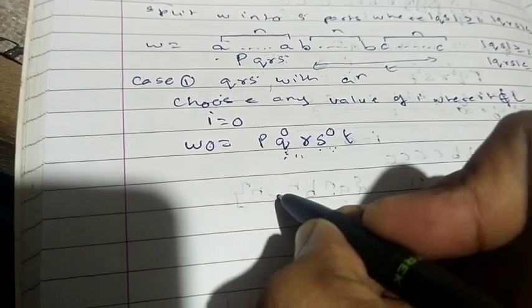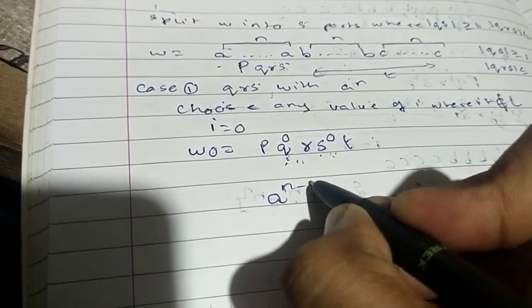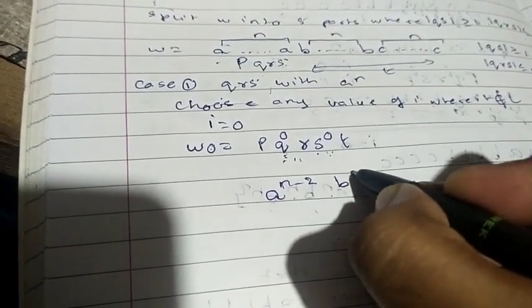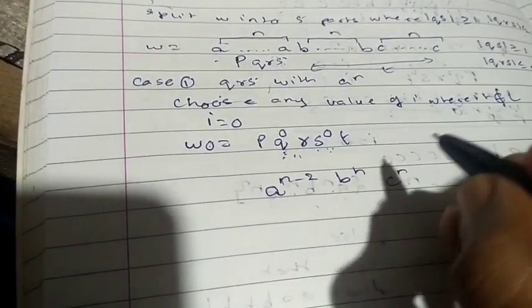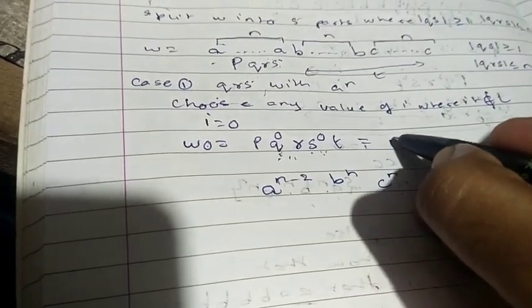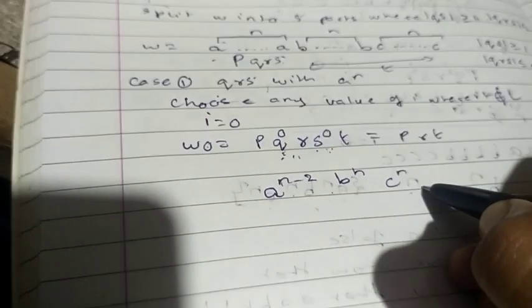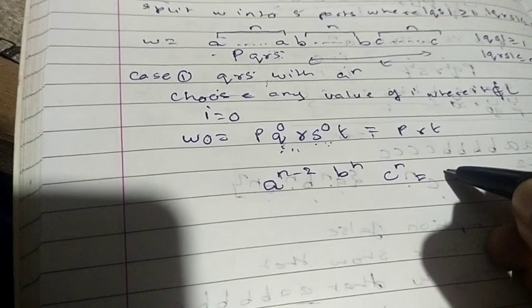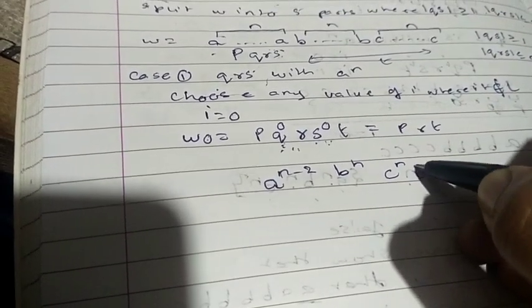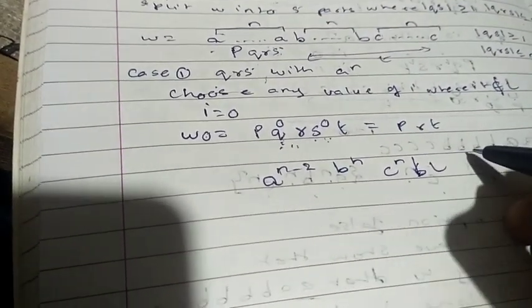So how do we write 2 A's removed from N? A raised to N minus 2, B raised to N, C raised to N. Since there is nothing removed from this, it is written like this, and this is equal to PR. Does it belong to L? No, it doesn't belong, since L was A N, B N, C N, so it doesn't belong.